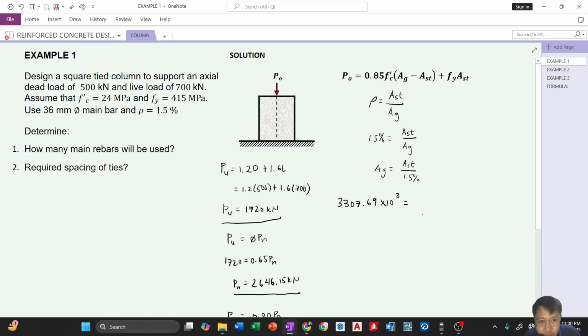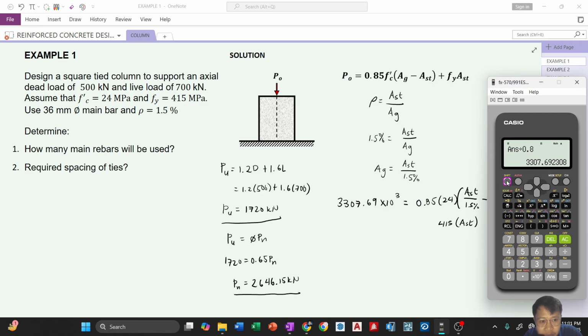And then this is equal to 0.85. F prime C natin ay 24. The area gross here is AST over 1.5%. Okay? So gawin natin dito AST over 1.5% minus AST. Okay? And then we add Fy is 415 times area steel. Okay, so isa na lang po yung unknown sa atin dito, and that is the area of the steel reinforcement. So we solve for it. Okay? So store ko lang muna ito para mas exact value.